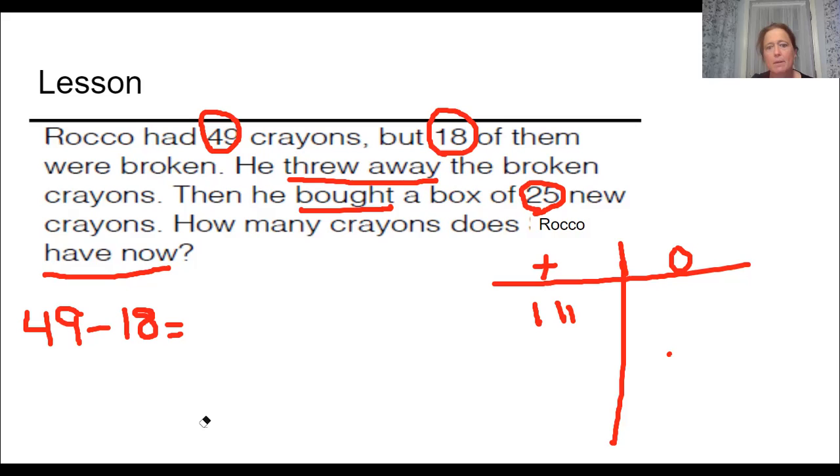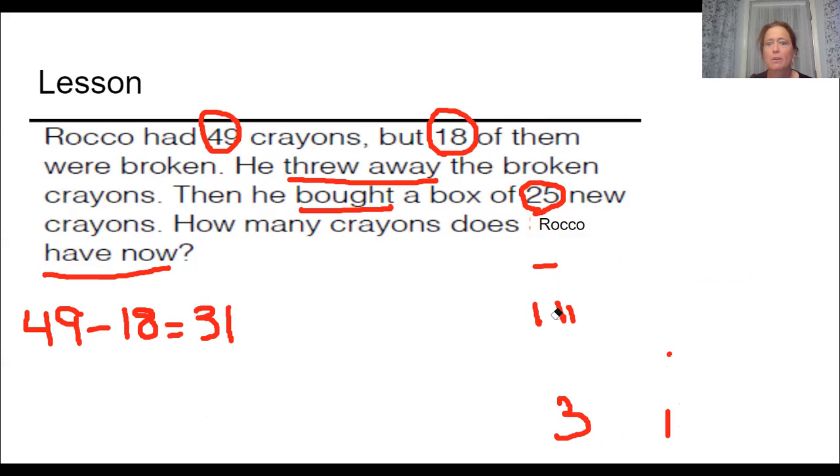Then let me get my pen back. Okay, so there's 1 left in the ones place, right? And there's 3 left in the tens place. So that ends up being the number 31. But is that the answer to our question? That's the answer to the first part of our question, right? Because the question asks, how many does he have now? We have yet to include the 25 that he bought, okay? So we do need to go and figure that out.